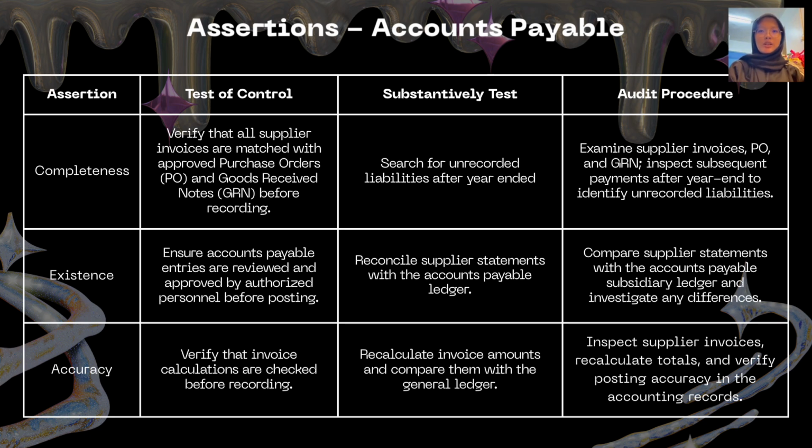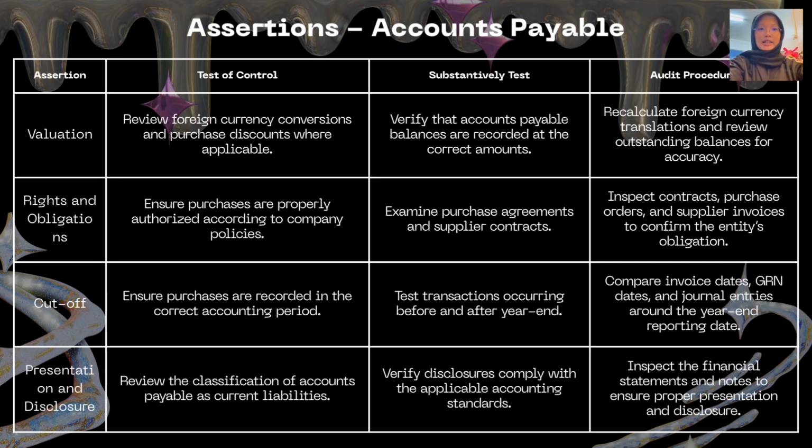For the substantive test, the auditor recalculates invoice amounts and compares them with the general ledger. The auditor performs the calculation independently to confirm that the accounting records are correct. The audit procedure includes inspecting supplier invoices, recalculating totals, and checking that the correct amount has been posted. Right, next is valuation.